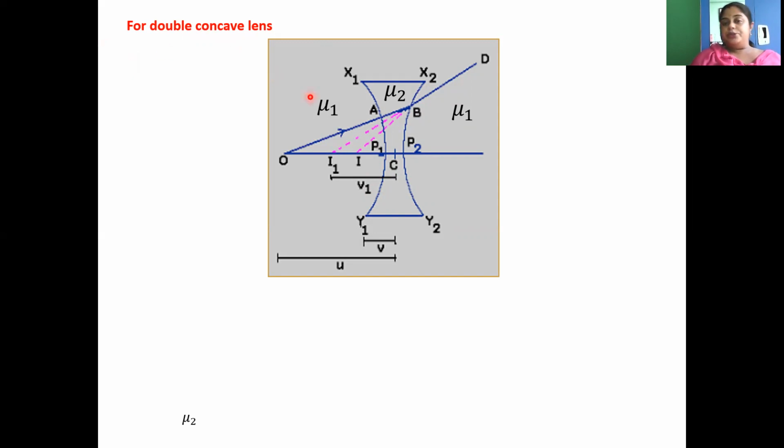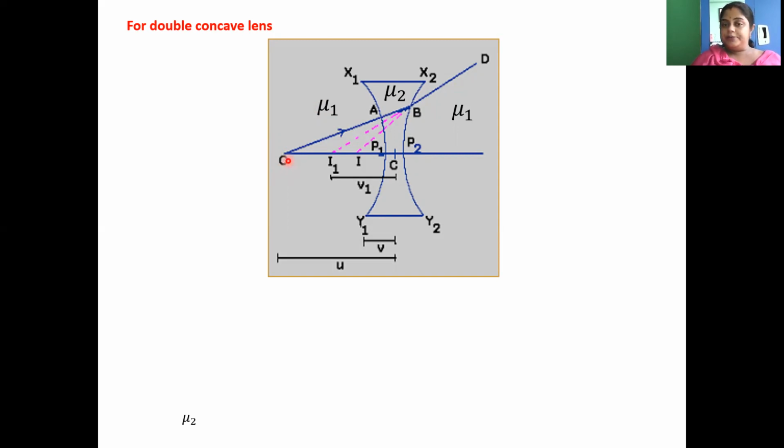Here you can see this biconvex lens. It is placed in a refracting medium of refractive index mu1. And here a point object O is situated on the principal axis.